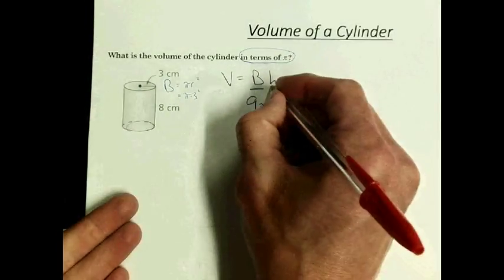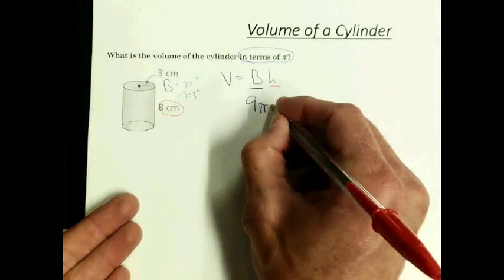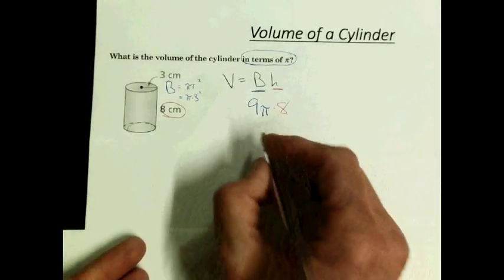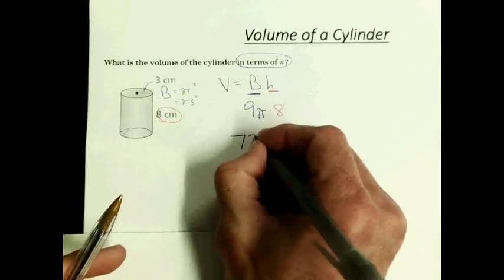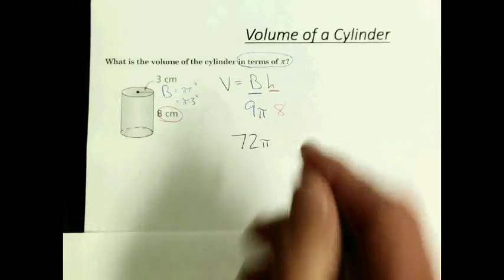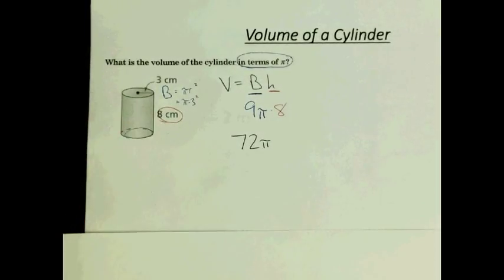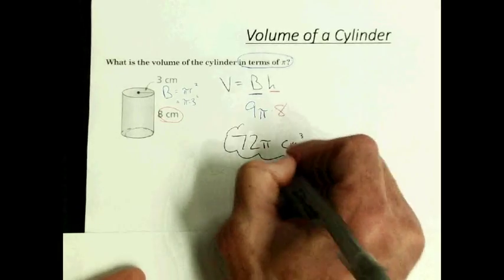And now we're going to deal with the height. And the height of this particular cylinder, 8 centimeters. So we simply multiply. It's all we have to do. This is crazy easy, right? So 9 pi times 8. 9 times 8, 72. So we're going to end up with 72. Don't forget the pi, right? So 72 pi. 72 pi what? Cubic centimeters. So we have to remember when it comes to volume, we got to use our volume units.